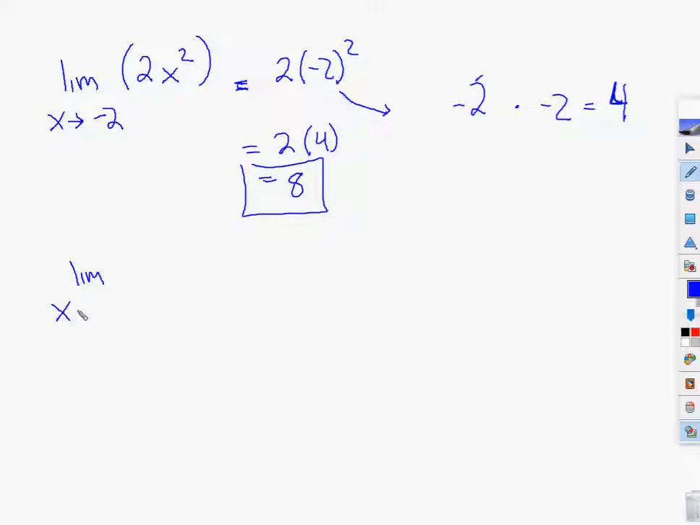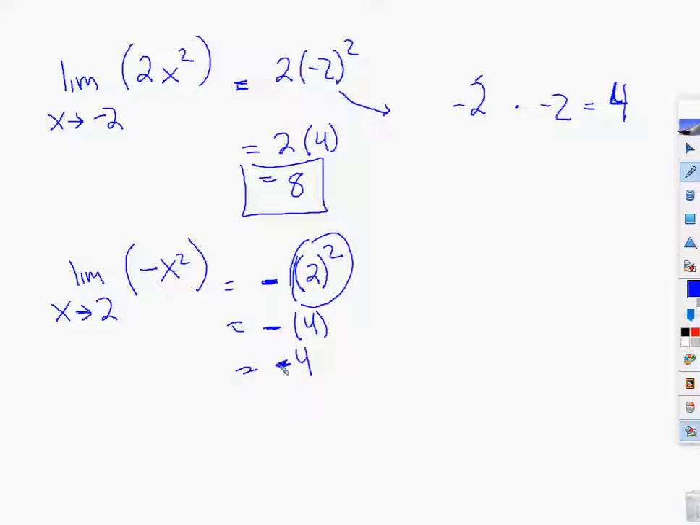Alright, let's do another one. Let's do a positive 2, but let's change it a little bit. Let's just say -x squared. Now, when I put in this 2 to get this limit, I don't include this negative. It's sitting out there on the outside of the square, which means I'm going to do the operation of squaring before the operation of multiplication with the negative. So I get a negative, and then I have a 4, so I get -4. Versus when this negative was with the 2, and I put it in there, it went in the parentheses, so it ended up being -2 squared.